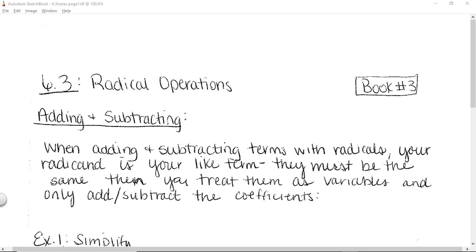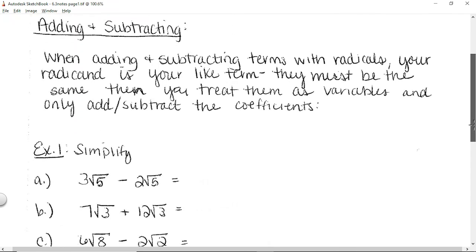So when adding and subtracting terms with radicals, your radicand is your like term. They must be the same. Then you treat them as variables and only add and subtract the coefficients. So let's look at some examples.